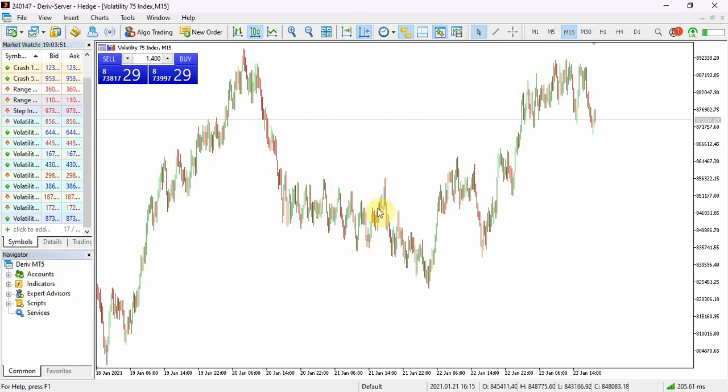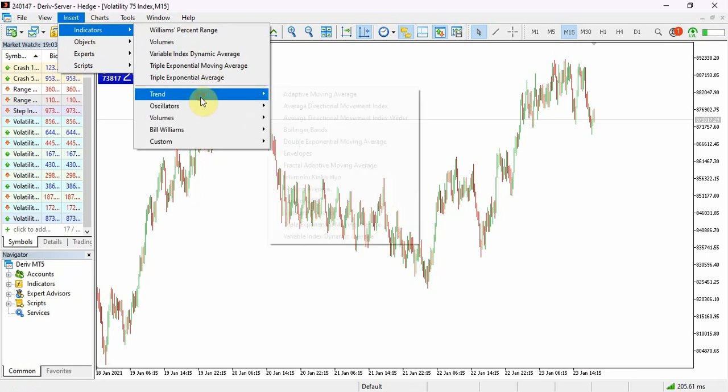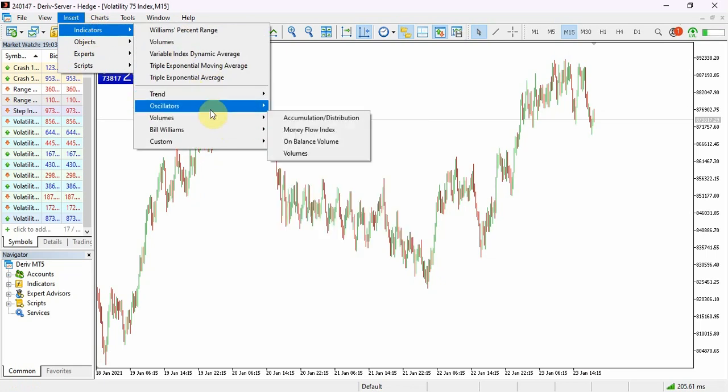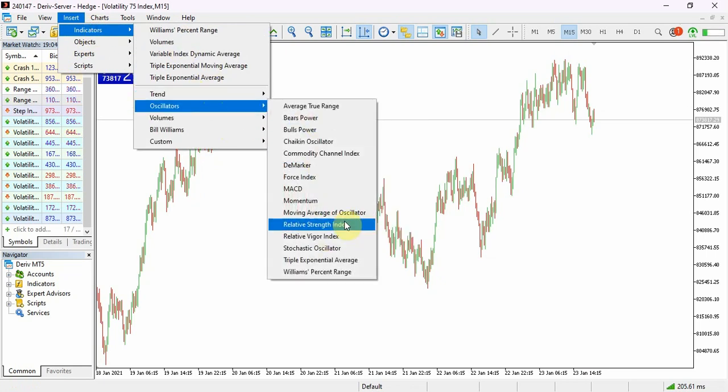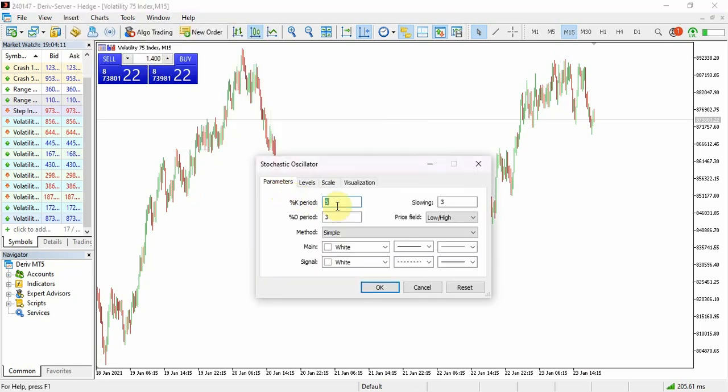So here we are. Now let us get into the desktop version. It's simple, guys. I will not just waste much time. You add the oscillator first. You can add any oscillator. Let me just add the stochastic and keep the levels like that.